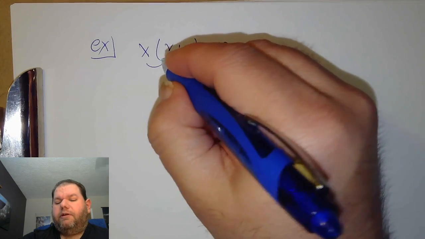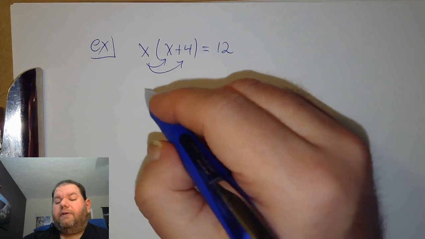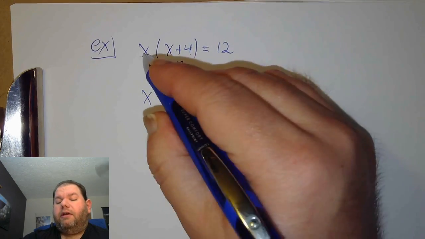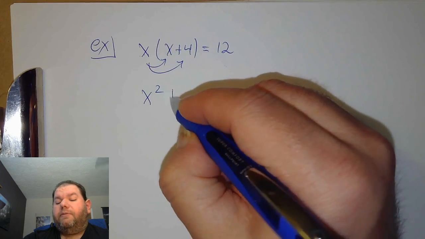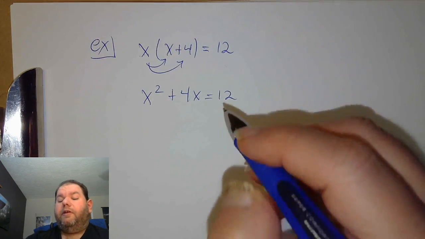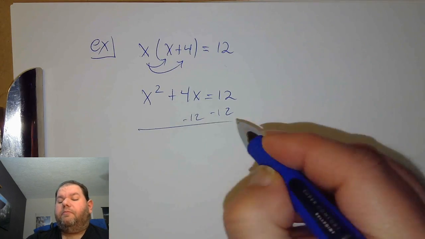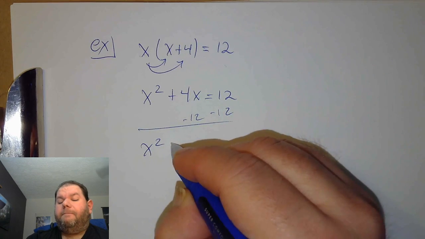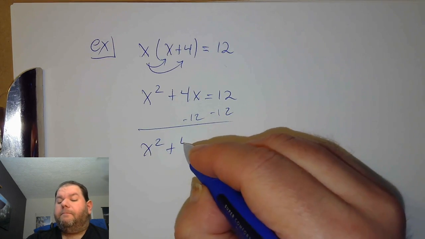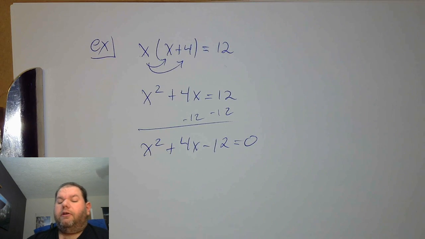Now we'll go ahead and distribute these first. X times x is x squared, and x times 4 is a positive 4x. Then we'll subtract the 12 over. So we have x squared plus 4x minus 12 is equal to 0.